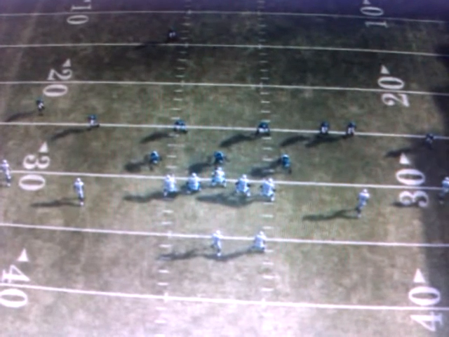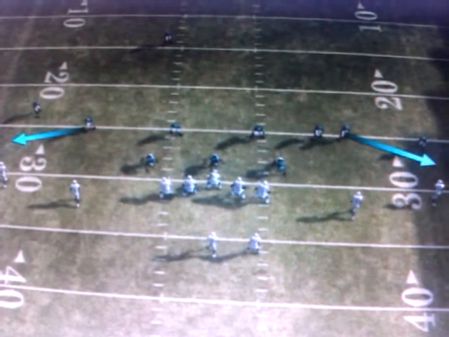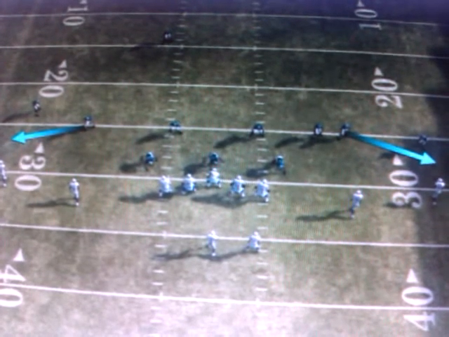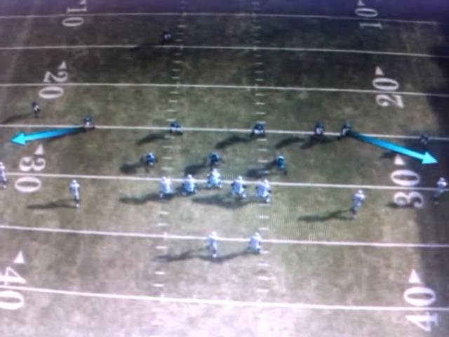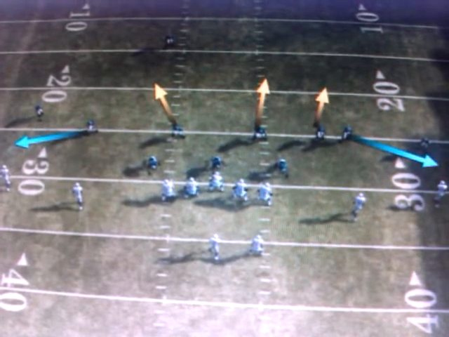We got this defender right here. He's playing the flat right here, and we have this one right here playing the flat as well. Then underneath those, inside of those two guys, we actually have these defenders. We have this linebacker, we have this linebacker, and then we have a safety. They're all playing hook zones.